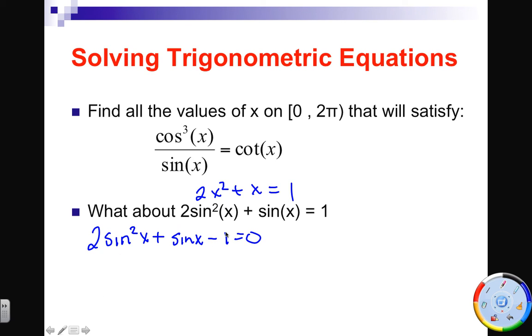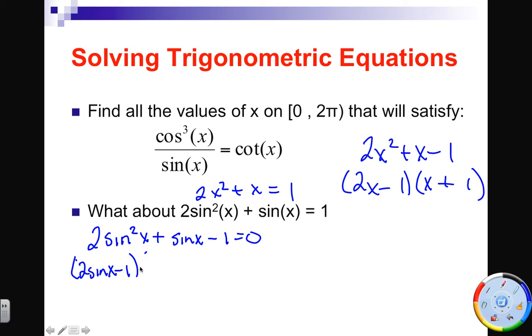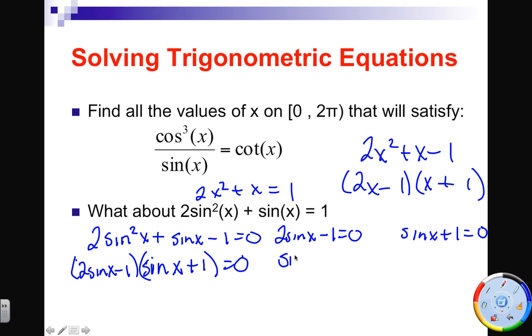And then I can factor just like I would a quadratic. I hope you can do this. 2x squared plus x minus 1 is 2x and x plus 1 minus 1. Oh, that means this factors the same way. 2 sine x minus 1 and sine x plus 1 equals 0. I can do the same thing I did a minute ago where I said 2 sine x minus 1 equals 0, and I can say sine x plus 1 equals 0. If I solve for sine of x here, I get 1 over 2. And here I get negative 1.